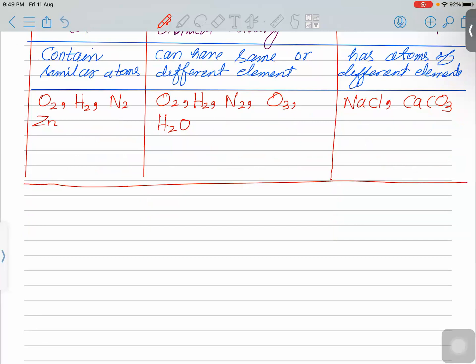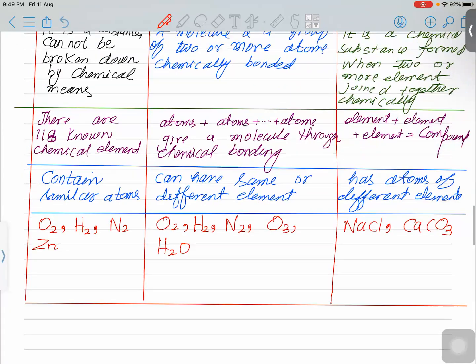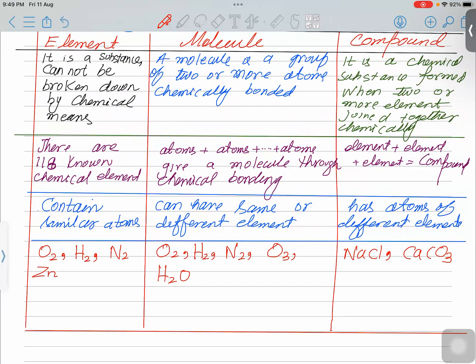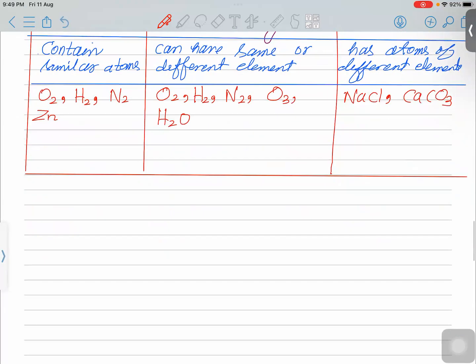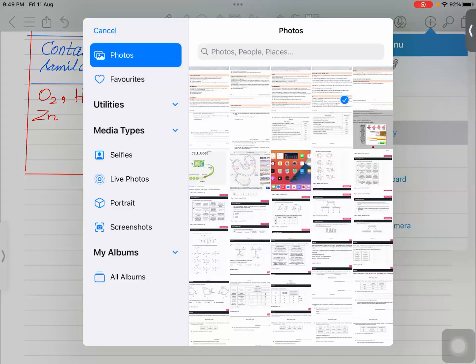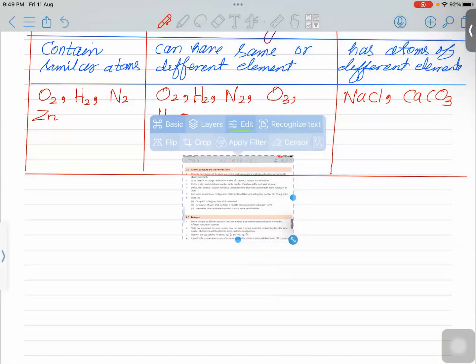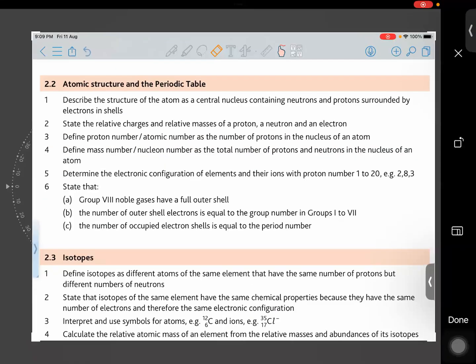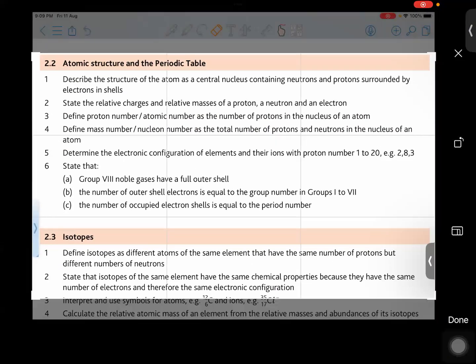Sir, then O3 is also an element, right? Because it contains oxygen, and oxygen is an element, right? Yeah.